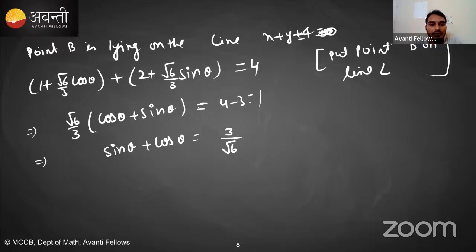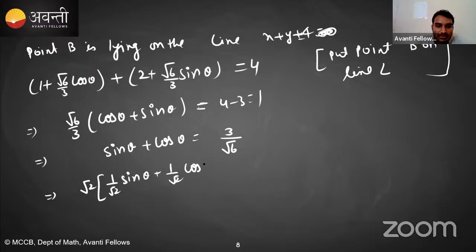So now how will you do it? Can anybody tell me in the chat box how you will do this? Anyone? You have studied this in trigonometry, right? So just multiply and divide here by 1 by √2, right? Coefficient of sin theta is 1, coefficient of cos theta is 1. So for a cos theta plus b sin theta, multiply and divide by under root of a square plus b square. So this can be written as √2 times 1 by √2 sin theta plus 1 by √2 cos theta is equal to 3 upon √6.